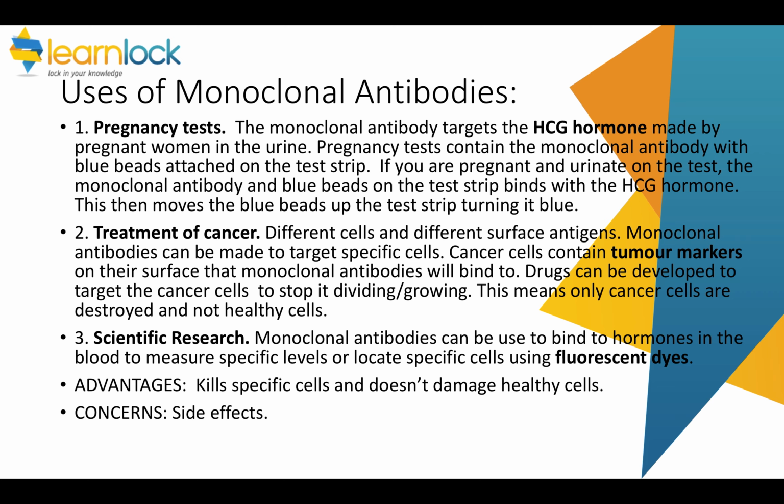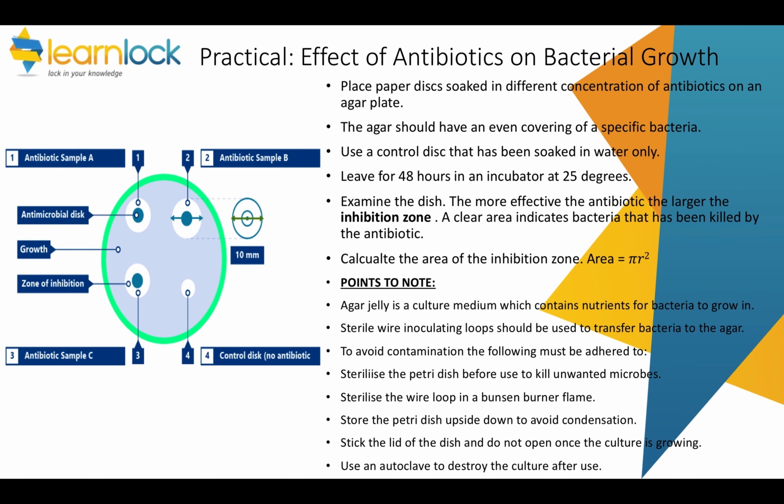You can also use monoclonal antibodies for scientific research, to find out more about the levels of hormones in the blood or locate specific cells, and you could use dyes to try and find where these cells are. The advantages of monoclonal antibodies are they kill specific cells and they don't damage the healthy ones. There are concerns with side effects. At first they didn't think there would be side effects from monoclonal antibodies, but there have been some, so more research needs to be done.